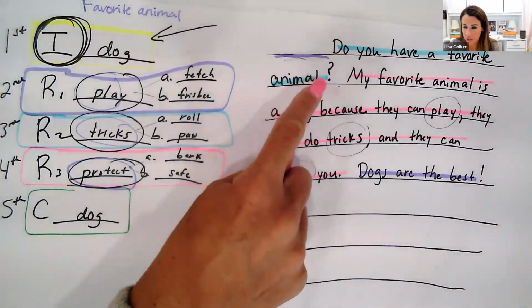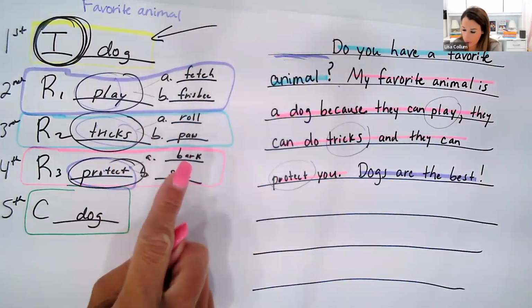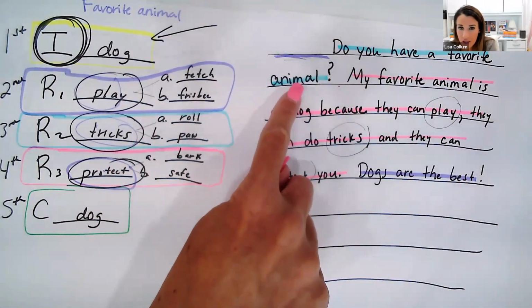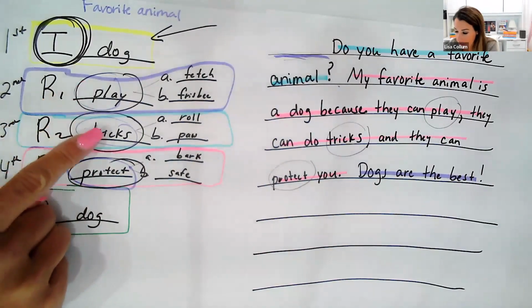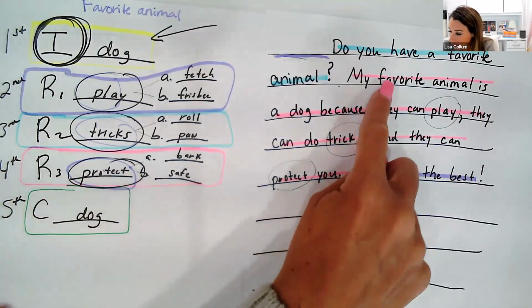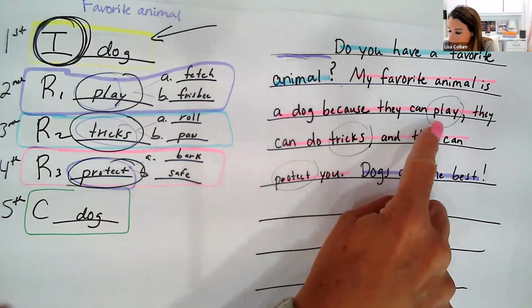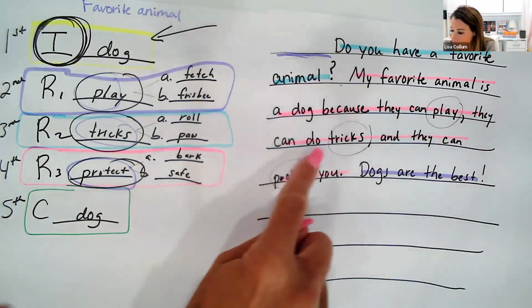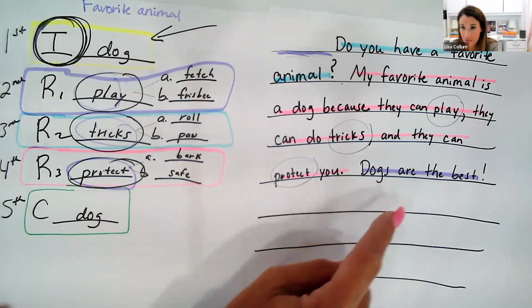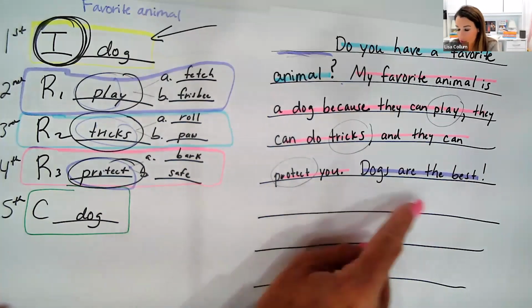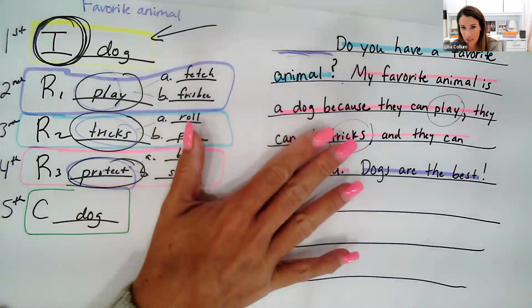Remember that I start with a hook. My hook is highlighted in blue. I said, do you have a favorite animal? Then I name my three reasons, which look over here. My three reasons are play, tricks, protect. I said, my favorite animal is a dog because they can play, they can do tricks, and they can protect you. And then I did my closing statement where you just say something nice about the topic. Dogs are the best. That's my introduction paragraph.